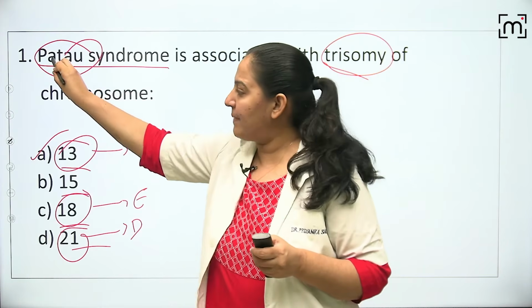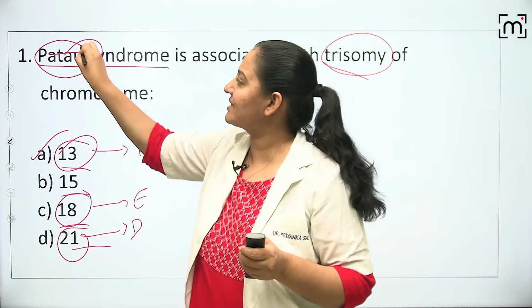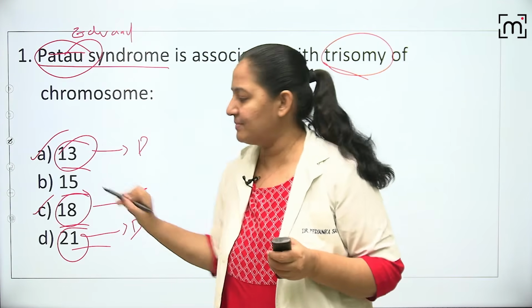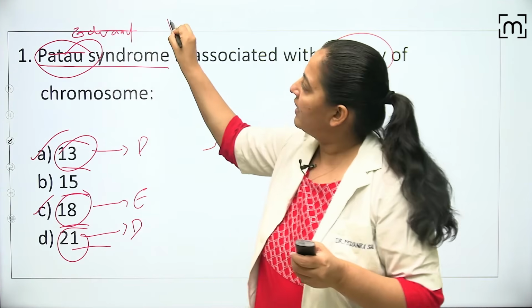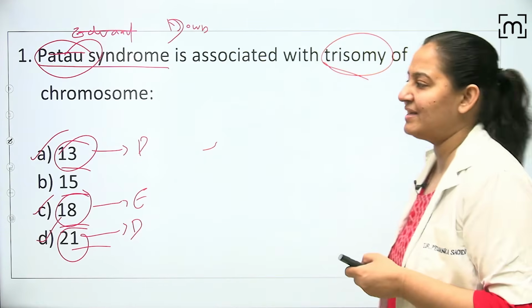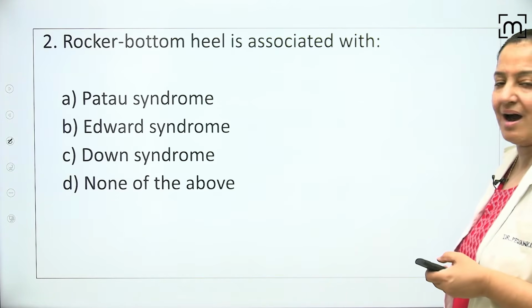So I'm asking Patau, so the answer is A. If I ask Edward instead of Patau, the answer will become C. And if I ask Down syndrome in the same question, the answer will become D. So depending on what is asked in the question, that can be answered.